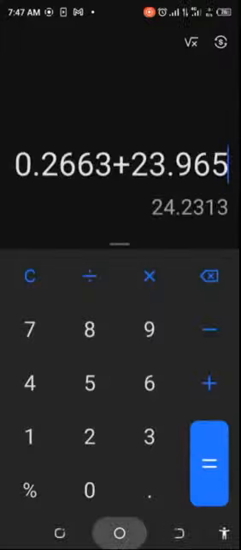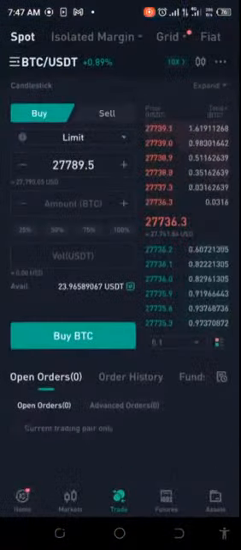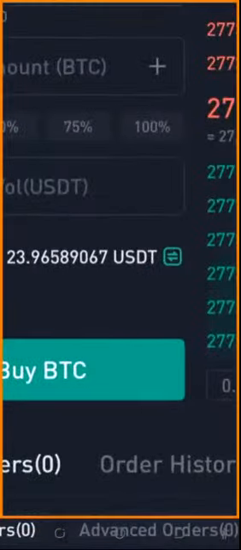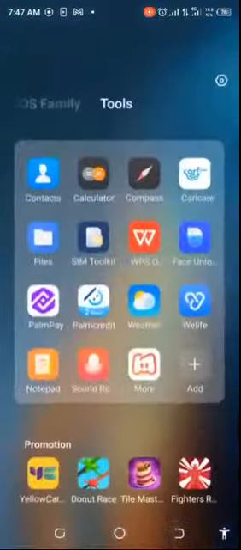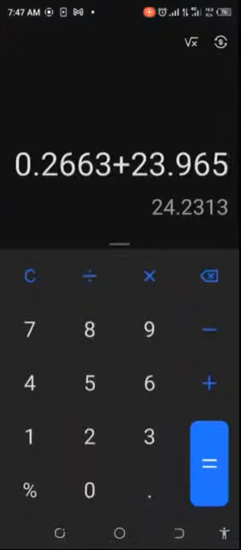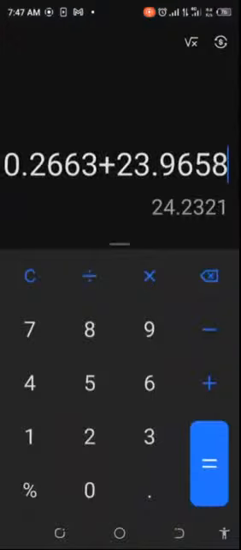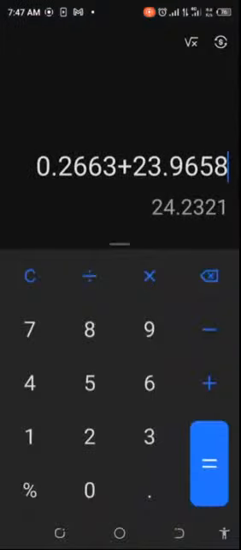23.9658. What was that? Let me go and check so that we don't put values that are not right. Okay, 9658. I'll just take four figures after that. So 9658. All right. So we actually made, if you see here, 24.23. It's still a profit, right? We're still in profit.